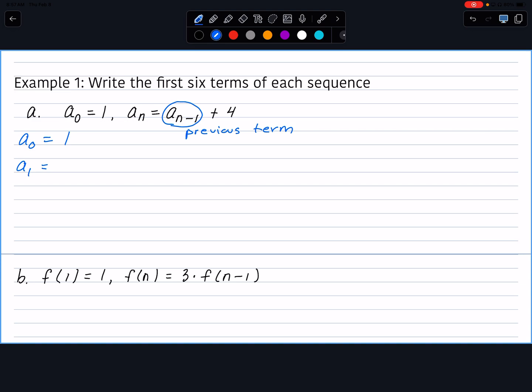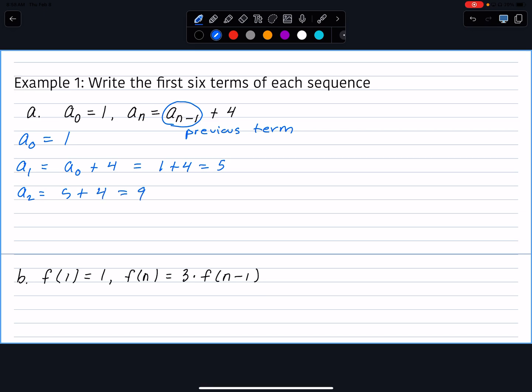So in other words, we're going to take our previous term, which was a sub 0, and add 4. What was a sub 0? It was 1. So 1 plus 4, or 5. If I want to find the next term in the sequence, I take the previous term, 5, and I add 4.